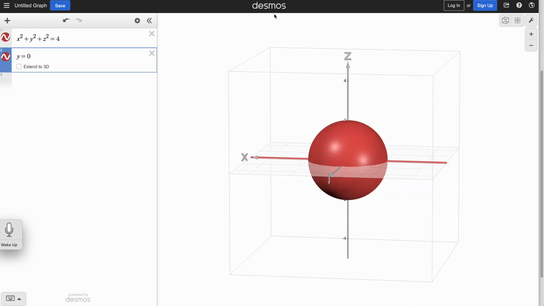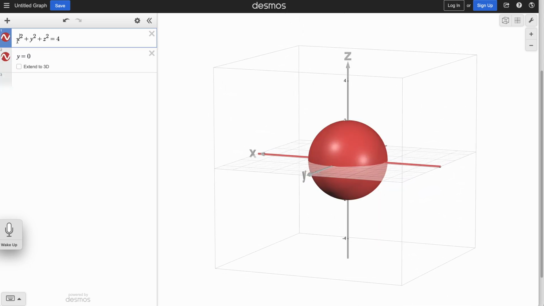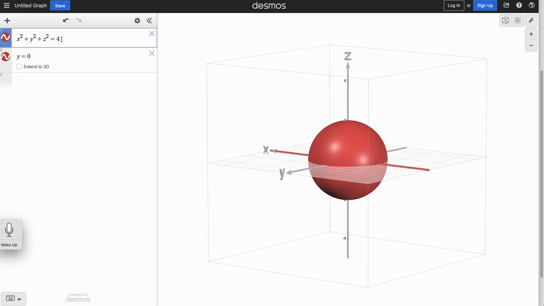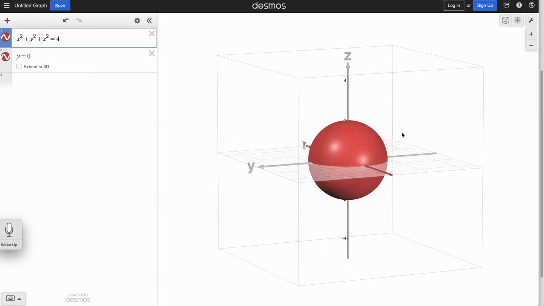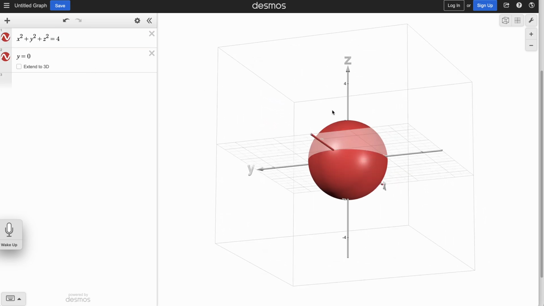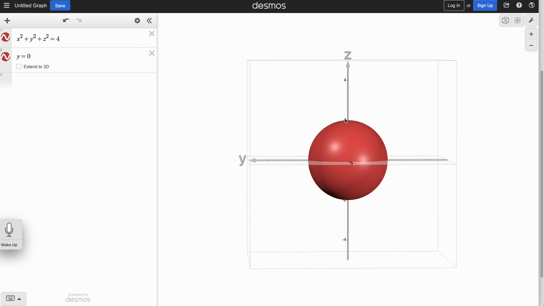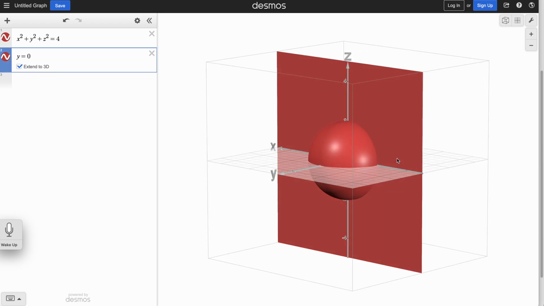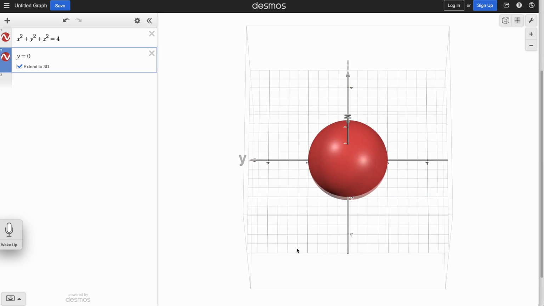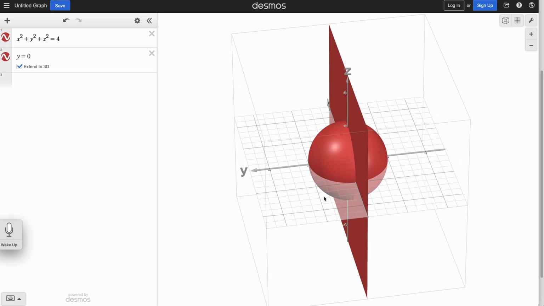So to graph a sphere, you're going to use an equation: x squared plus y squared plus z squared, and that's going to equal the radius squared. So this is a sphere that has a radius of 2, and if you look at where these numbers are, the top of my sphere is at 2 and the bottom is at -2, so my radius length is going to be 2. I have the plane y equals 0 in there right now, and I just clicked extend to 3D. And now, do you see how this is cutting through the sphere right dead center?